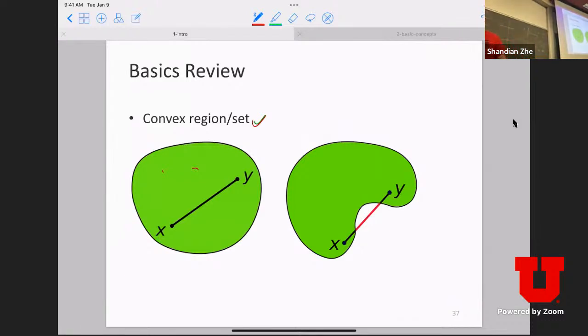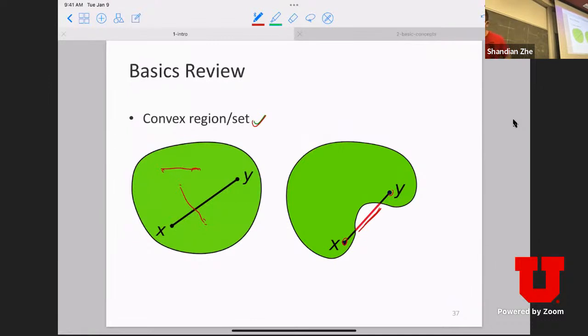For this one, you can check: you can pick arbitrary 2 points, and all the points on the segment connecting them still stay inside this region. But for this kidney-like region, if you pick 1 point here and 1 point here, you can see that this right part actually stays outside. So this is not a convex set. It's not a convex region.